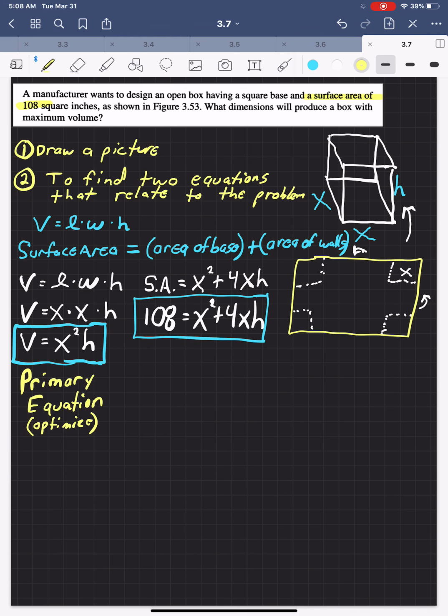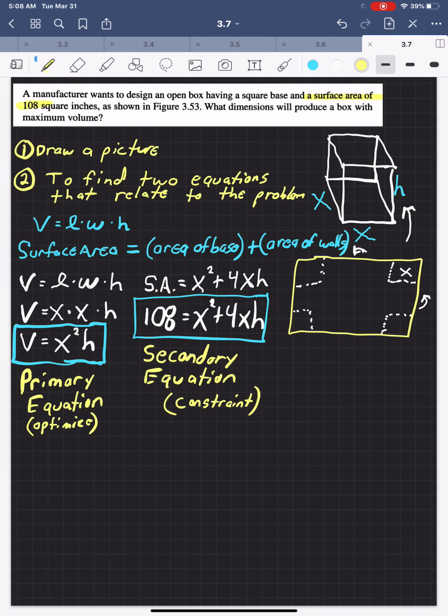The second equation, or the secondary equation, is going to be your constraint. Right? I mean, there has to be some constraint. There is a finite amount of cardboard that this manufacturer has access to, right? So in this case, the constraint is the surface area has to be 108 square inches. So now, where do we go?